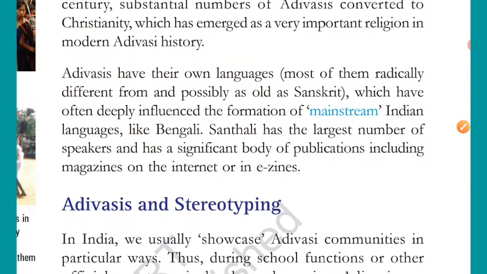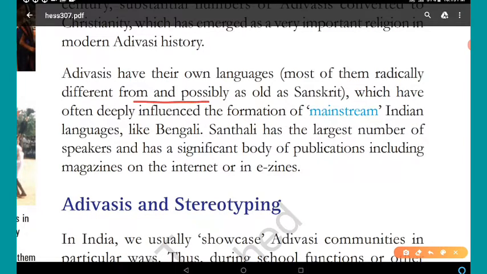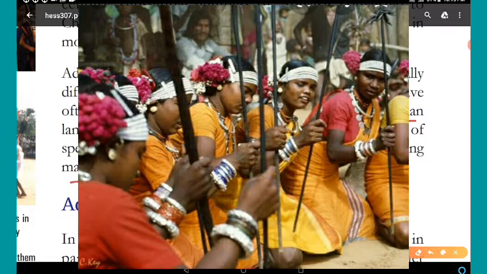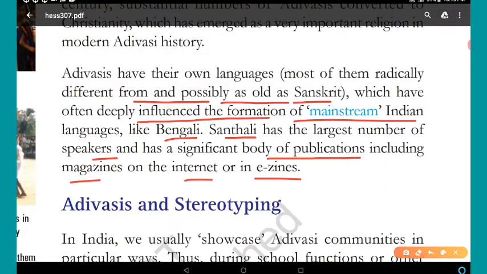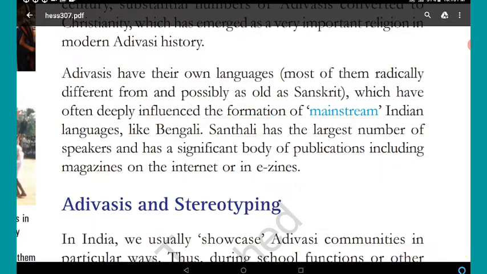Adivasis have their own languages, most of them radically different from and possibly as old as Sanskrit, which have often deeply influenced the formation of mainstream Indian languages like Bengali. Santhali has the largest number of speakers and has a significant body of publications, including magazines on the internet. So, dear students, Adivasis have their own language. These languages are different from our languages. They are written in different scripts.